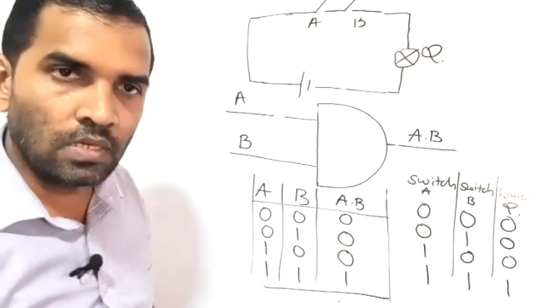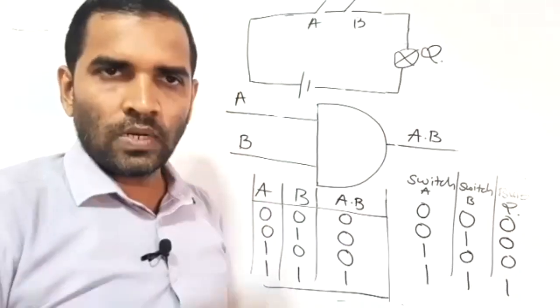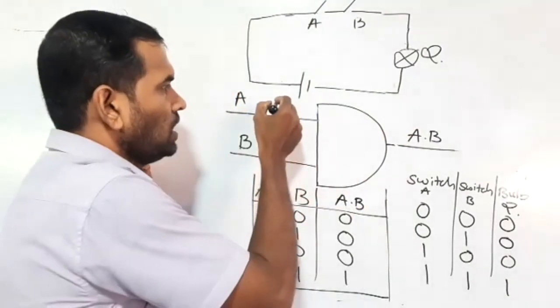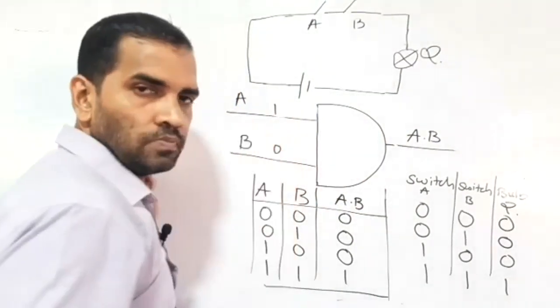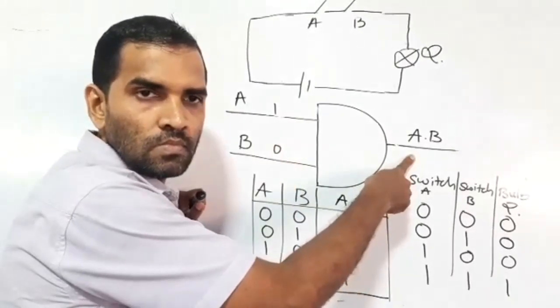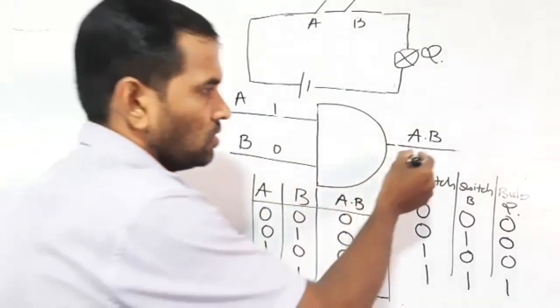Okay, this circuit is equal to the function of an AND gate. So earlier I asked you one question. Look at my question. I already told you, A is 1, B is 0. What will you get here? 0, right? So this is 0.